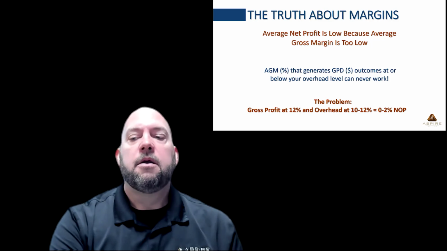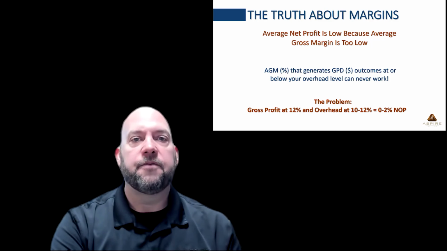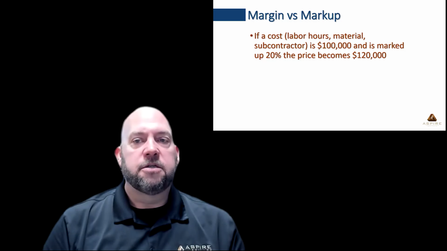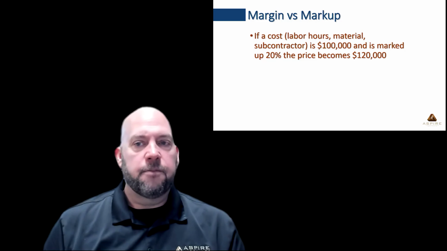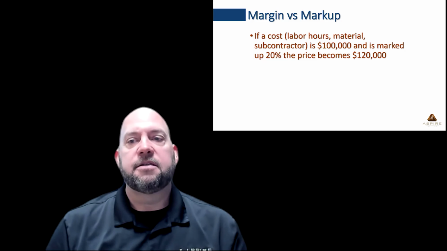So the problem isn't usually cutting overhead or even increasing revenue. It's understanding the margin and getting the right profit on every job. Understanding, again, markup and margin. Margin is very different from markup. The math is different. The process is different.